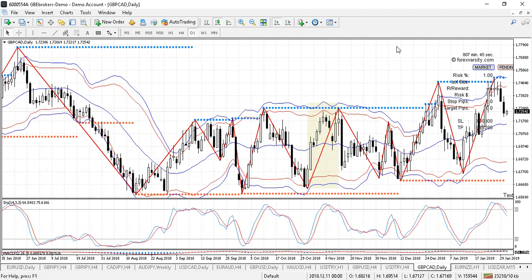So if you're looking at daily or 4-hourly charts, get the general direction from those charts first before going down to the hourly and trading it on the hourly. I'll try and show you what I'm talking about.